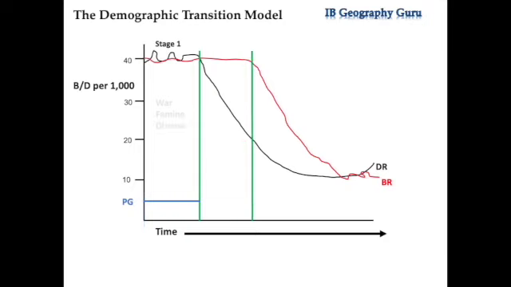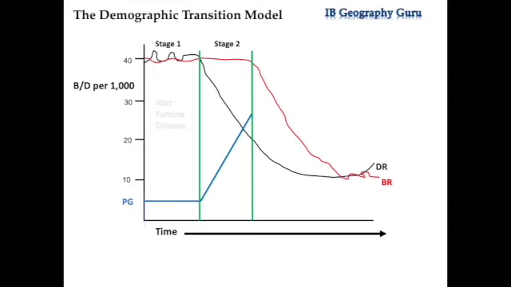So then on to stage 2, known as the early expanding stage. And as you can see, there is a rapid increase in population at this time. Birth rates, reasonably steady, still at a high level, but there's a dramatic fall in the death rate at this particular time. Again, why is that?